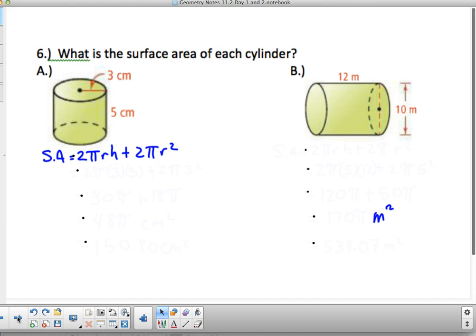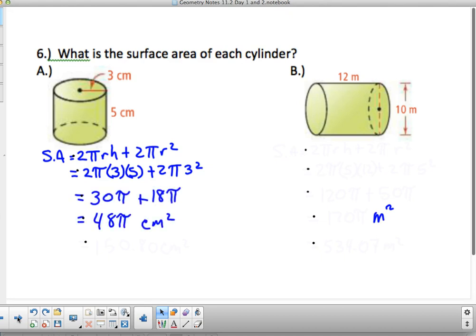So r is 3, h is 5. I pop them in. And I go 3 times 5 times 2. That gives me 30. I go 2 times 3 squared, which is 18. So I got 48 pi centimeters squared for my exact answer in terms of pi. Then I just use my calculator with the pi key, and I come up with 150.80 centimeters squared.